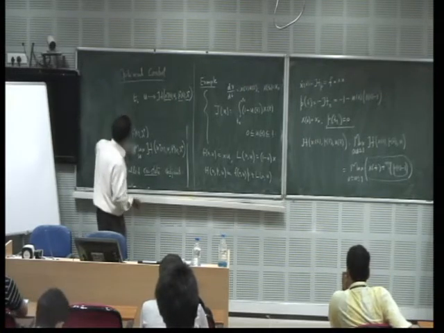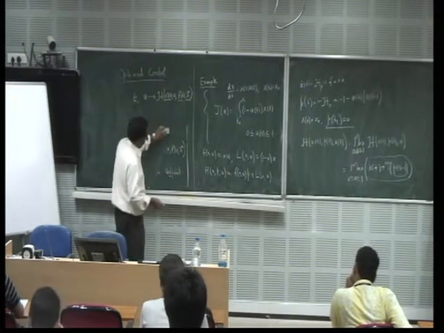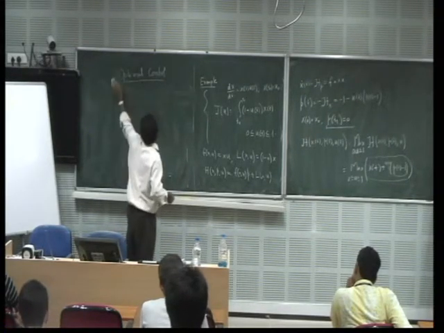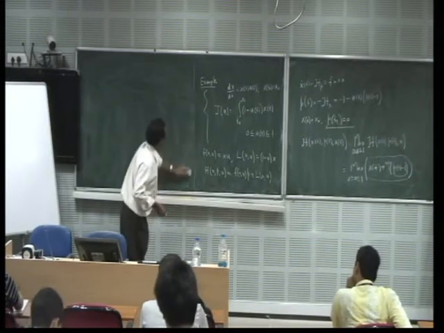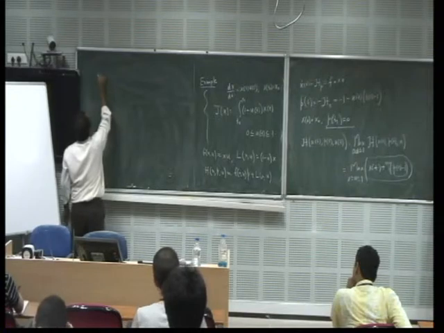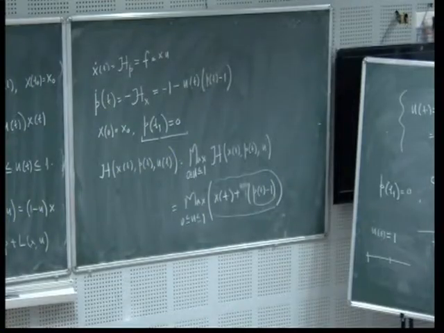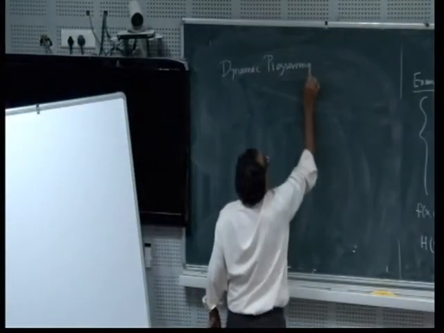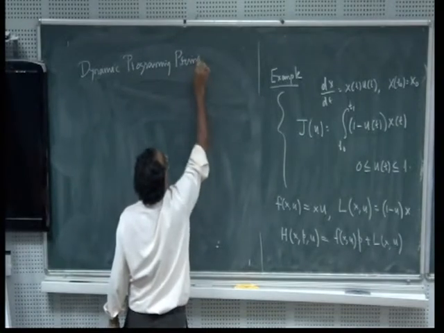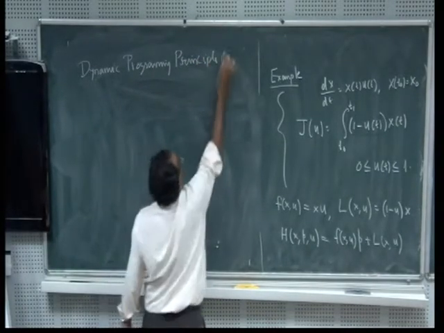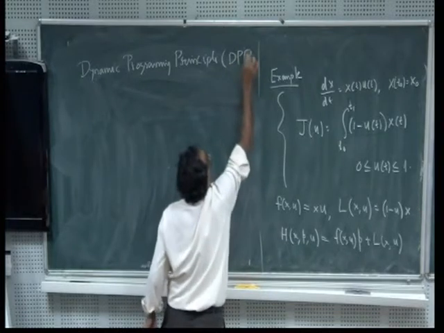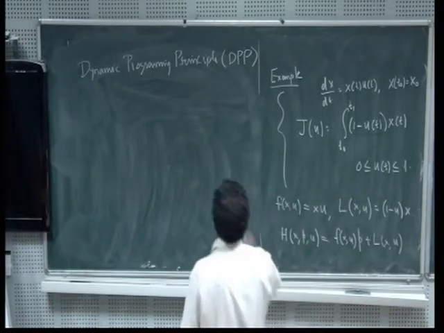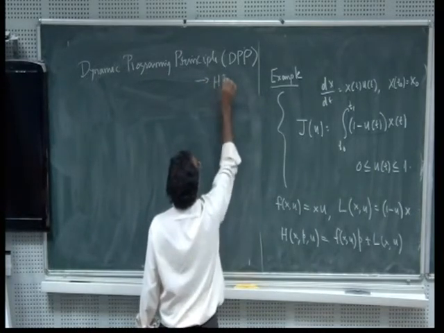Alright. So in this last one, about optimal control, tomorrow I'll do something different. I'll do the dynamic programming principle, some ideas about it. It's the acronym used, DPP. And then how it leads to the Hamilton-Jacobi-Bellman equation.